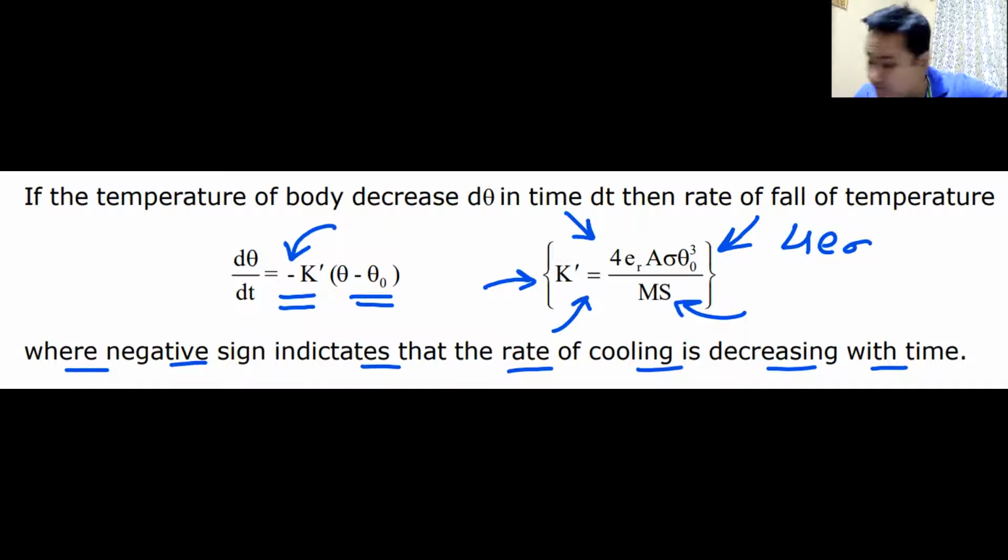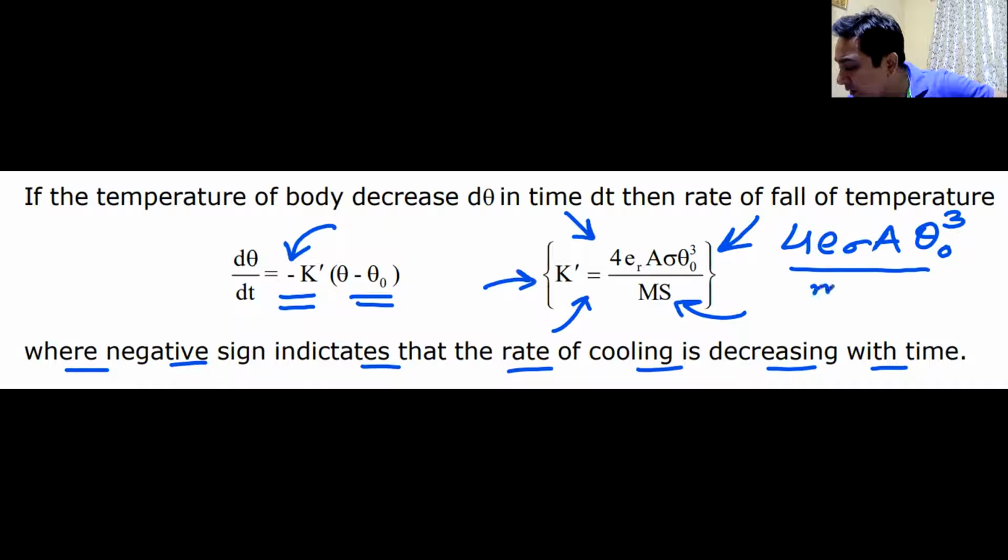Sigma is your Stefan's constant, into area of the body, into the temperature of surrounding, theta naught, raised to the power of 3. Remember this, raised to the power of 3, divided by mass of the body into the specific heat of the body. This is the value of this constant K.